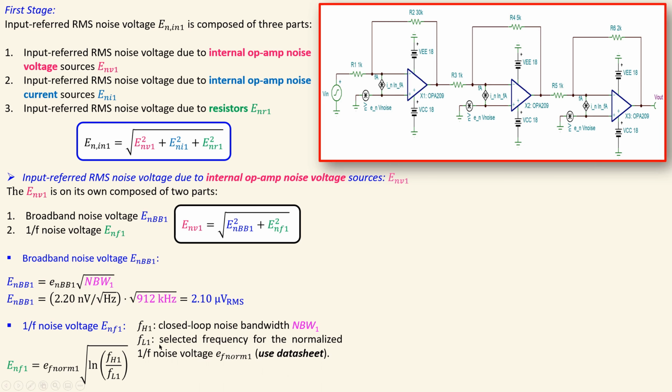F sub L1 is actually a selected frequency to calculate also the normalized 1/f noise voltage. For that we need to also use the datasheet. Now this will be just the value we need to take in that 1/f noise region. It is most of the time taken as 0.1 hertz. So that's actually also what I have done here.